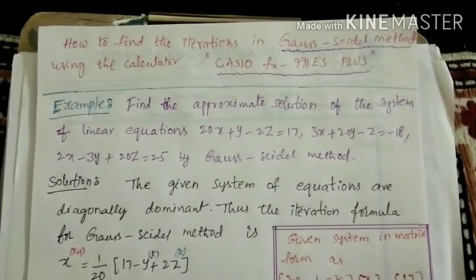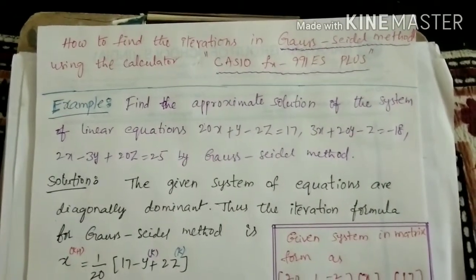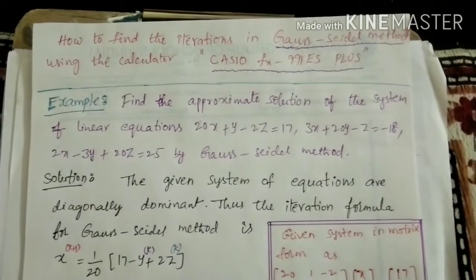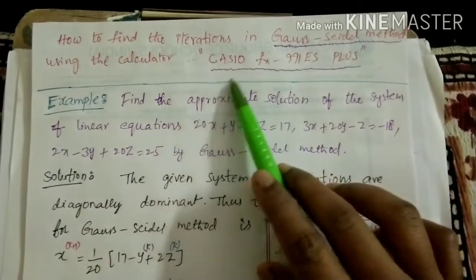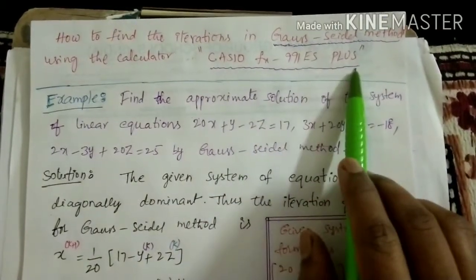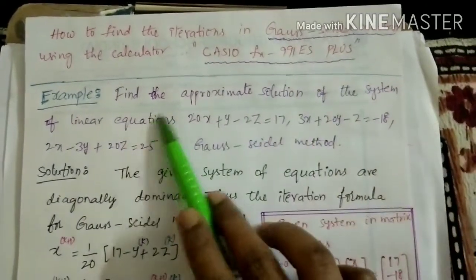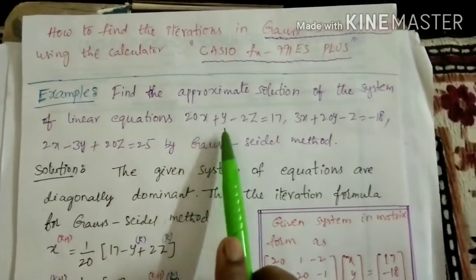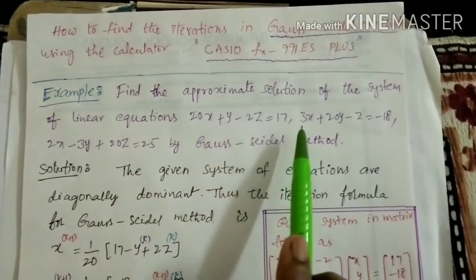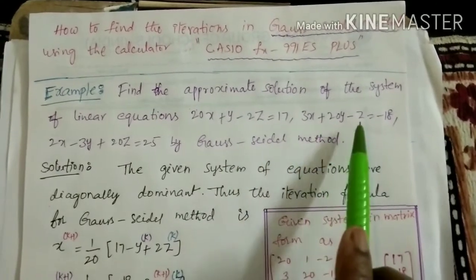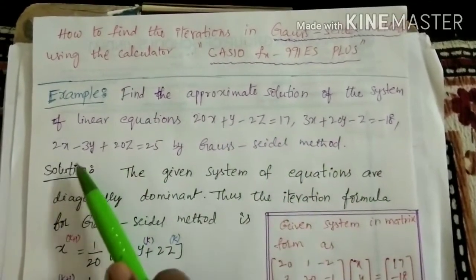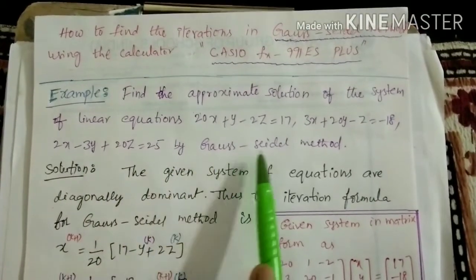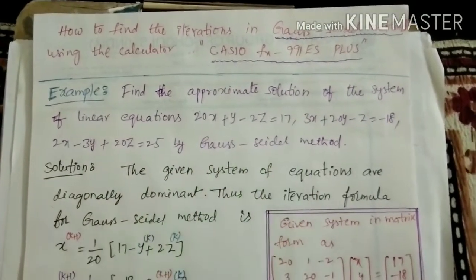In this lecture, I am going to show you how to get the iterations in Gauss-Seidel method to solve a system of linear equations using the calculator Casio fx-991ES Plus. Let us see an example. Find the approximate solution of the system of linear equations 20x + y - 2z = 17, 3x + 20y - z = -18, 2x - 3y + 20z = 25 by Gauss-Seidel method.